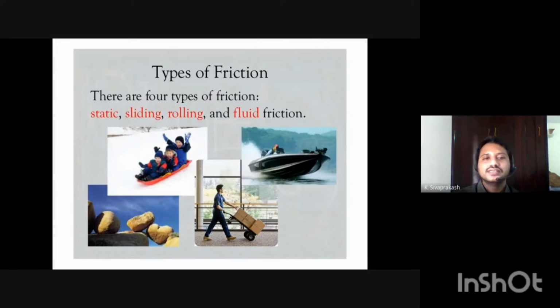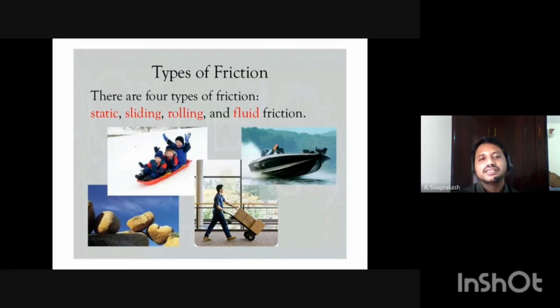And these are some examples given for the types of frictions. There are four types of frictions we already discussed here. The first diagram shows rocks at rest, stationary rocks. So there is a friction developed between them. That type of friction is known as static friction.